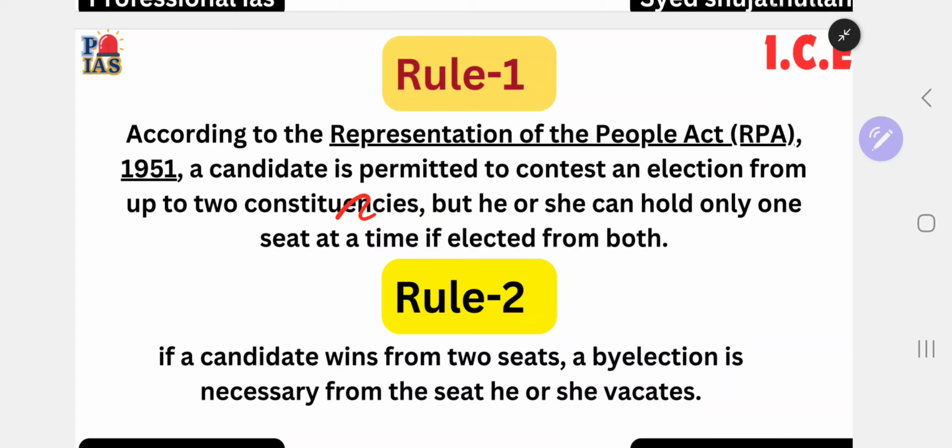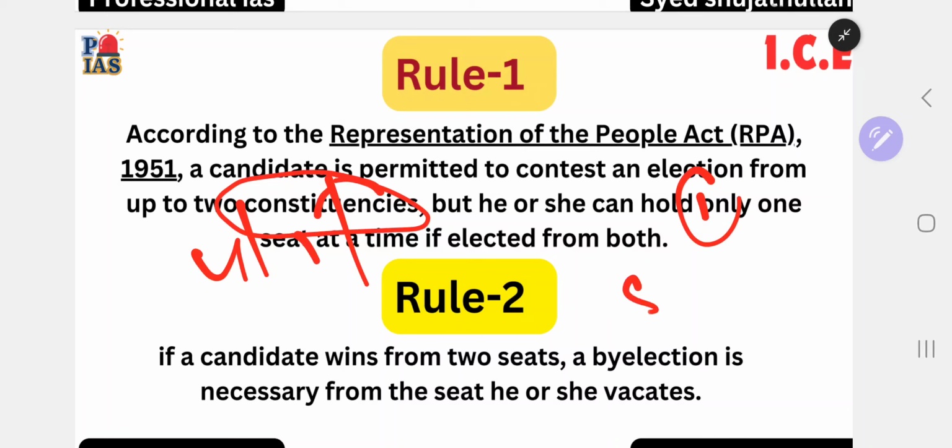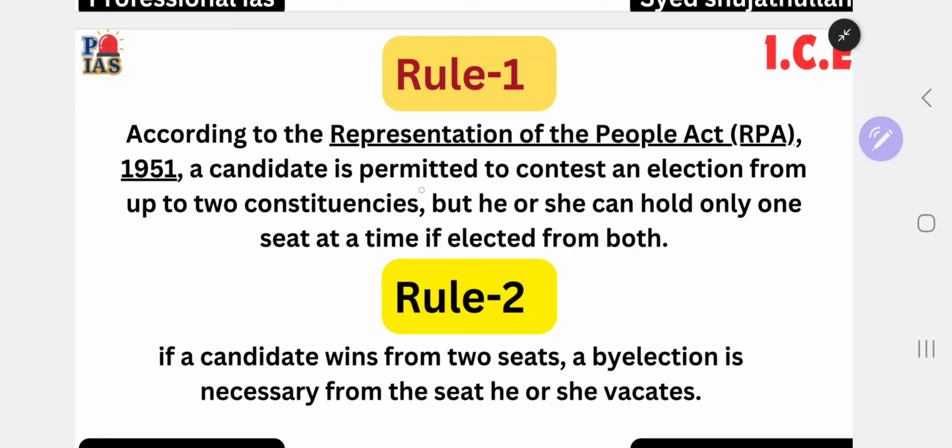At one point of time, there was no limit at all. A candidate could represent more than 10 constituencies also. But after the act came into being, consider what would happen if candidates went on representing 4, 5, 10 constituencies. They have to choose only one. If they are contesting from 10 constituencies, they can win 1 and have to vacate the other 8 to 9 constituencies. Then the by-elections would be very, very huge. That is the reason the cap of contesting up to 2 constituencies has been mentioned under the Representation of People Act. Now let us see rule number 2.